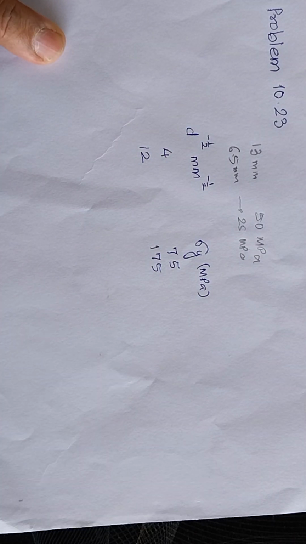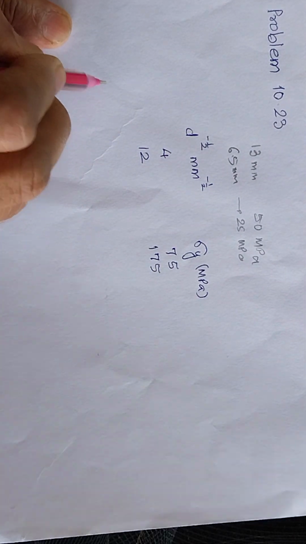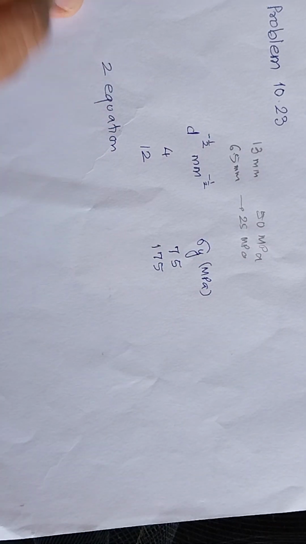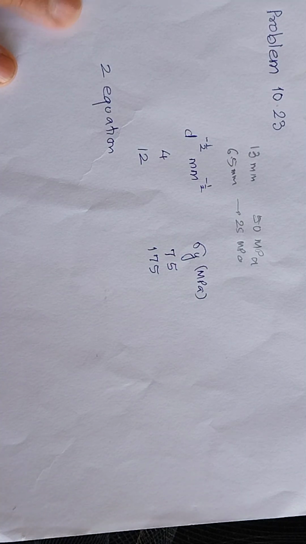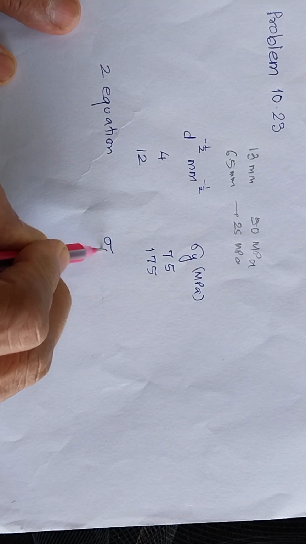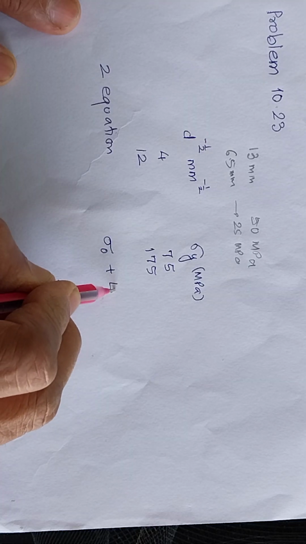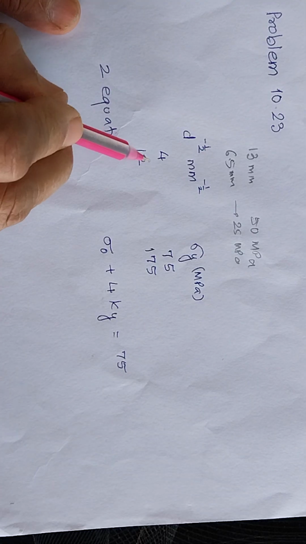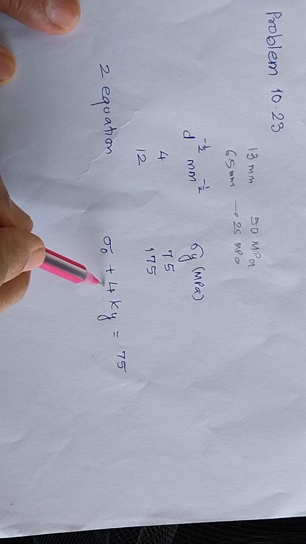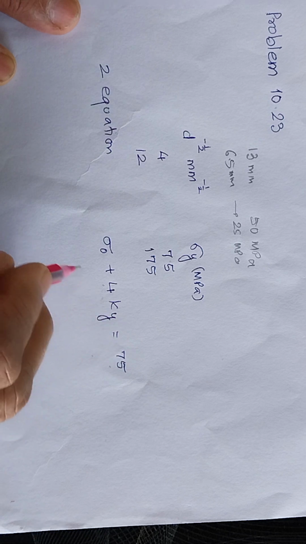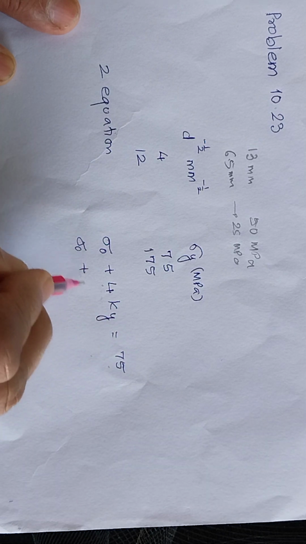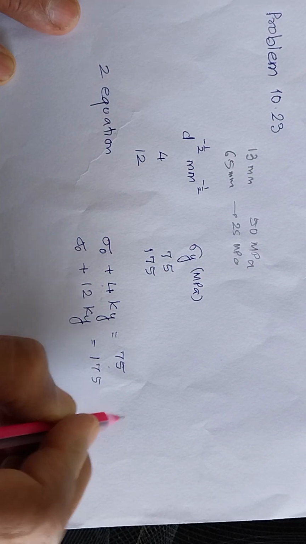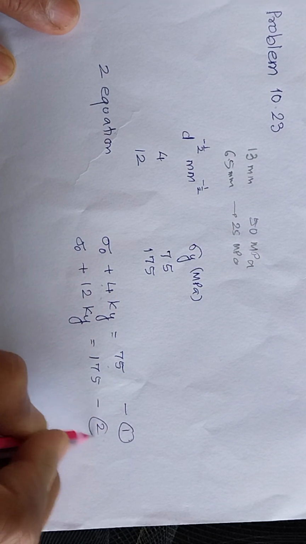So what we want to do is have two equations formed. The two equations that we can form using equation 10.7 are sigma 0 plus 4 ky is equal to 75, where I'm writing the value of 4 here and 75 here, and the other equation is sigma 0 plus 12 ky is equal to 175. So this is equation 1 and this is equation 2.